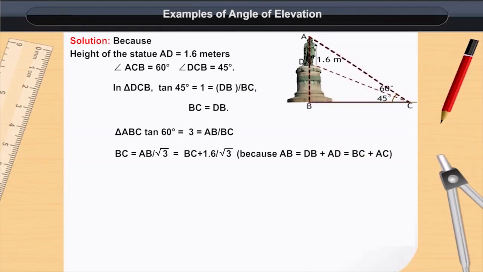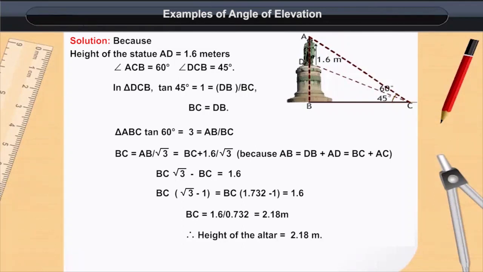Now, in the triangle ABC, tan 60 degrees is equal to square root 3, which is equal to AB by BC, or BC is equal to AB divided by square root 3, which is equal to (BC plus 1.6) divided by square root 3, because AB is equal to DB plus AD, which is equal to BC plus 1.6, or BC square root 3 minus BC is equal to 1.6.